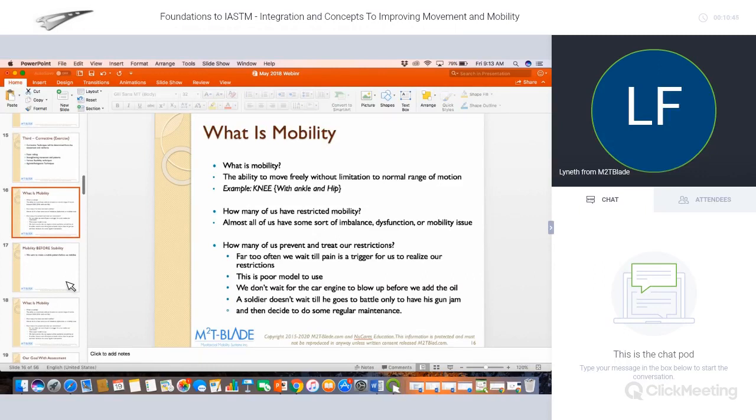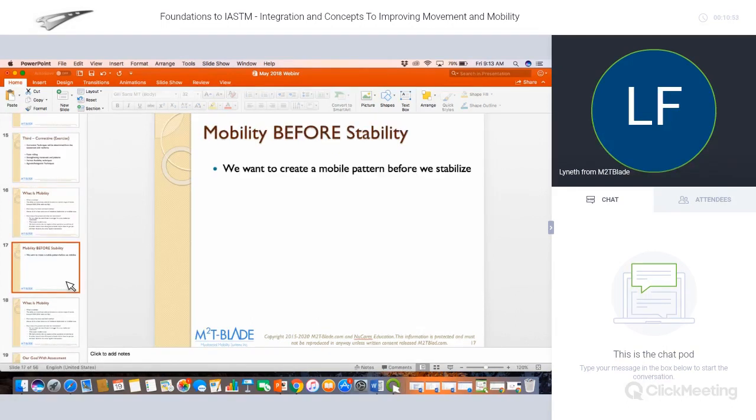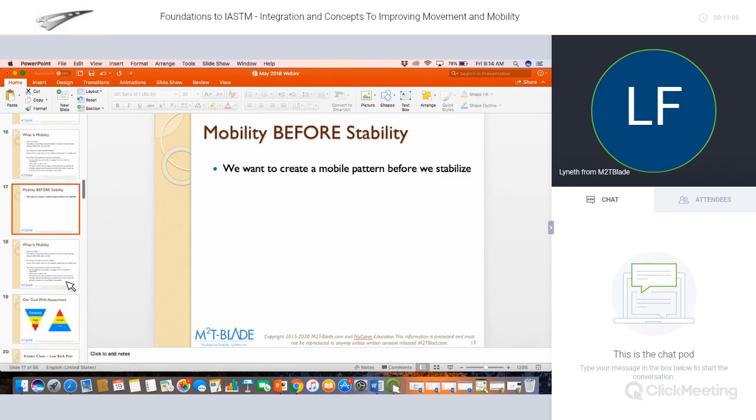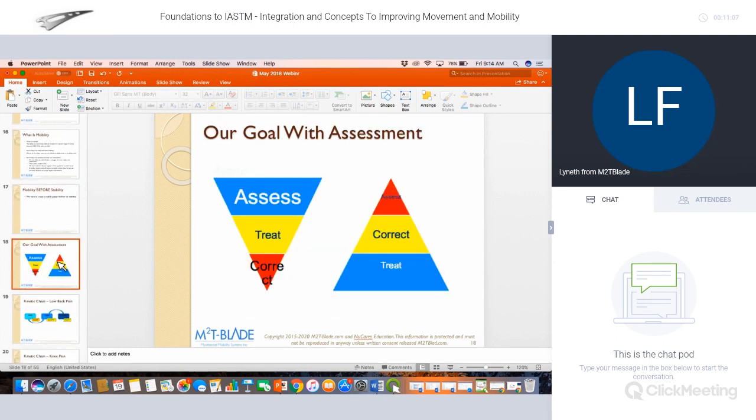So mobility for stability: we want to create a mobile pattern before we stabilize it. This is our entire myofascial mobility approach. We always want to find out what's not moving and make it move better. We make it move better with our blade, and we'll talk about that in a few slides, about how to actually integrate that and put that into your programs. Sorry, that slide was just a duplicate.